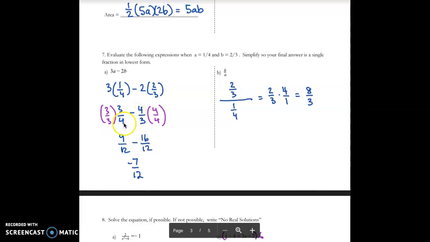So the lowest common denominator between 4 and 3 is 12, which means this 4 needs to have a factor of 3, which means I have to multiply the top and bottom by 3, which really is just multiplying it by 1. And when I do that, an equivalent fraction to 3/4 is 9/12. When I multiply 4/3 by 1, or 4/3 by 4 over 4, I get an equivalent fraction of 16/12. They now have the same denominator. I can subtract them to get negative 7/12.